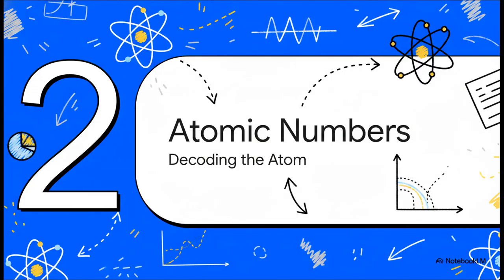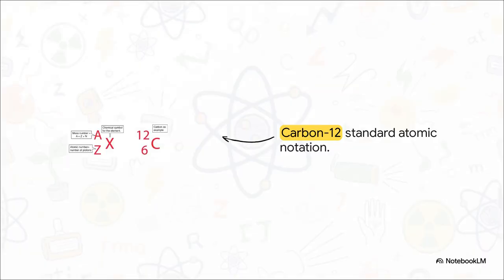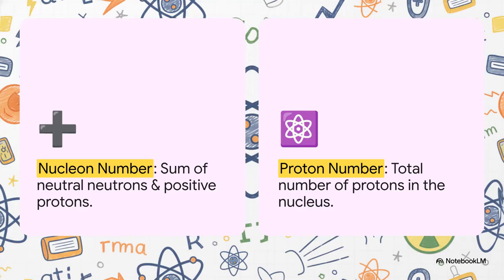Moving on to Section 2, decoding atomic numbers. Okay, so how do physicists actually read and classify these things? We use a standard atomic notation, or what's sometimes called nuclide notation. We'll use carbon-12 as our gold standard example here. When you look at the periodic table, you'll see a chemical symbol, like C for carbon, flanked by 2 very specific numbers. Think of this as the universal shorthand of nuclear physics. Please don't get these too confused on the test.